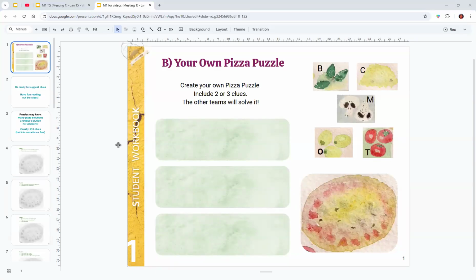B, your own pizza puzzle. Create your own pizza puzzle, include 2 or 3 clues. The other teams will solve it. So welcome mentors to meeting 1, part 1. And this is B. Right after students solve the pizza puzzle, then they'll try to recreate or create one that's similar.